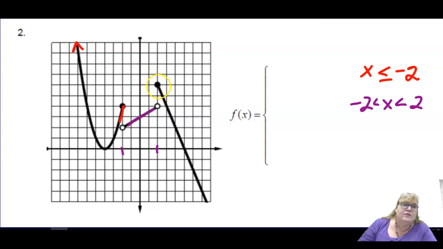And then we'll do green for this guy. This is a line, and that one is for x values greater than 2. And that one had a filled in circle at x equals 2. So we're going to say greater than or equal to 2.